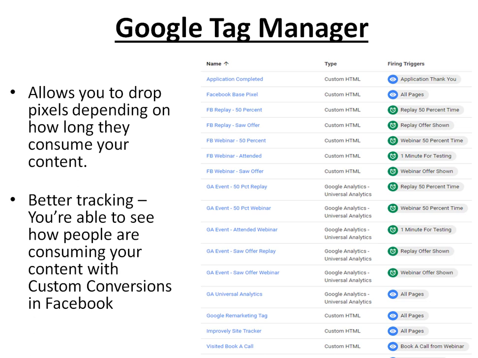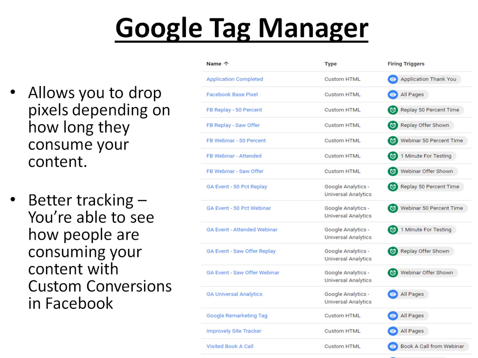Now, going to Google Tag Manager. Google Tag Manager allows you to drop pixels depending on how long someone consumes your content. So you can actually see this. So when somebody watches 50% of our webinar, we're able to drop a pixel that's timer based, and we add them to our audience of people that have watched 50%. And then, people that have actually seen the offer, which is the replay, and then Facebook webinar saw offer, and then you're able to have different audiences.